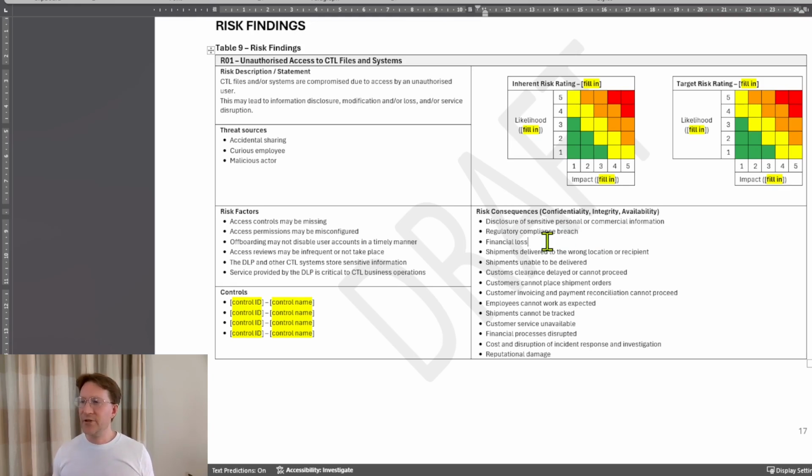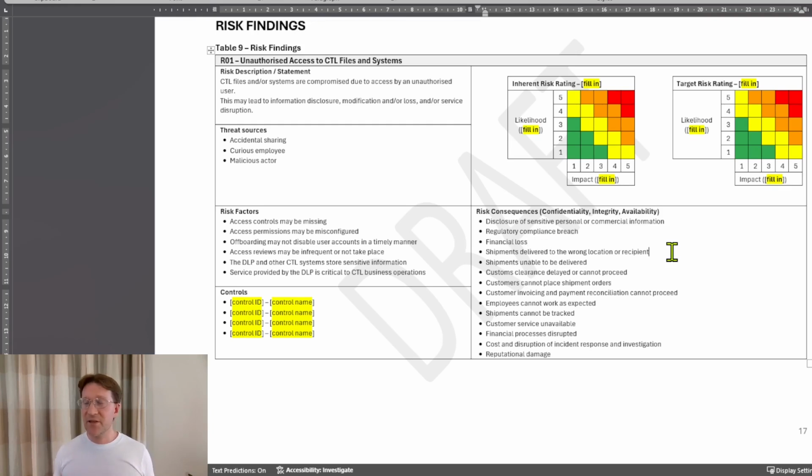If you did have disclosure of this information, you could lose business. You could have both business customers who get you to ship things for them, then also logistics suppliers like truck drivers who do the work for you, who make your operations possible, they may not want to work with you anymore. You may just have simple fines from compliance breaches. So this can definitely lead to financial loss as a consequence.